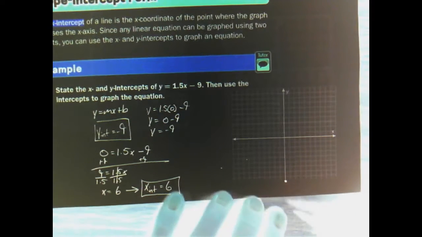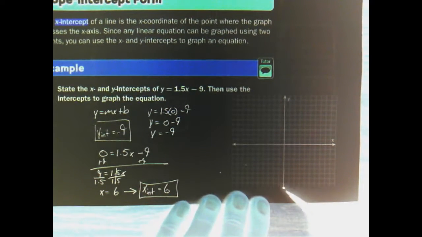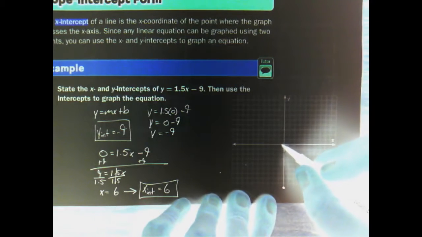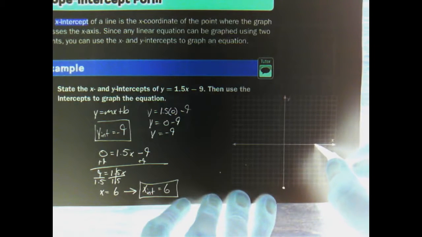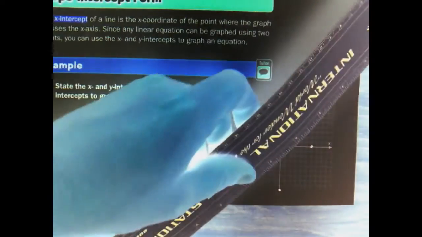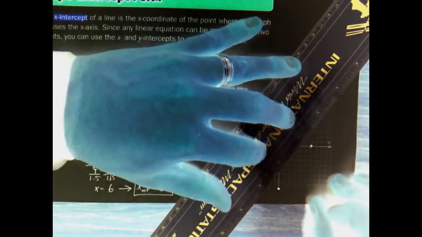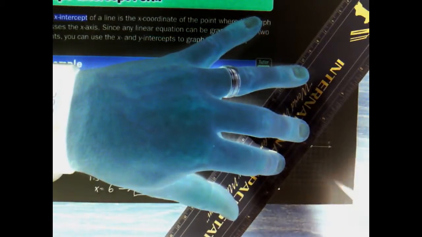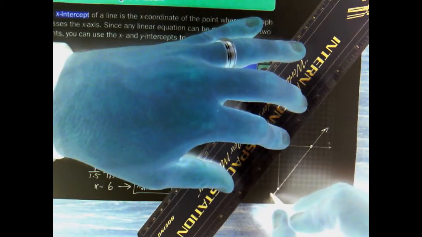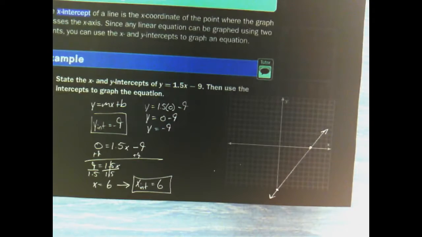I've already graphed over here my y-intercept at negative 9. My x-intercept then, I just need to go over to 6 on the x-axis. 1, 2, 3, 4, 5, 6. Put a point there. Now I have my required 2 points to draw a line. Take out my handy dandy ruler, and that is the graph of that line.